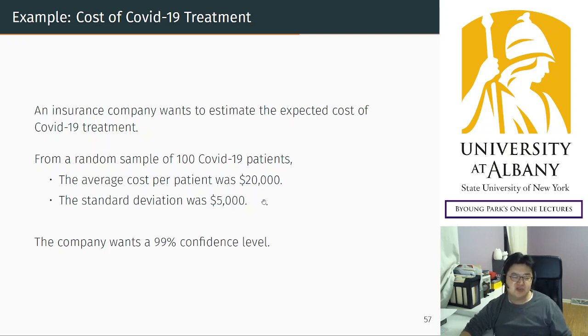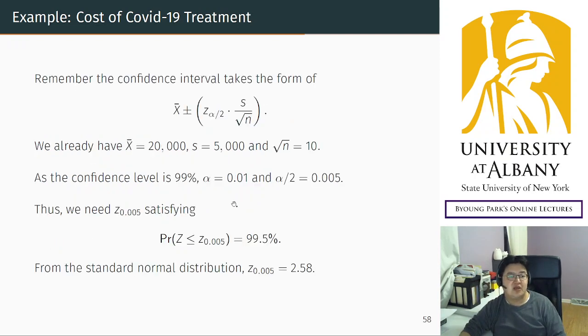And the company wants to estimate the expected cost with a 99% confidence level, right? I'd like to make an interval with 99% probability. So how can we calculate that? It's pretty simple. You do not need to derive everything again. Just take the result, and we know this.